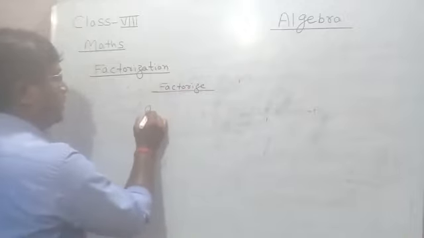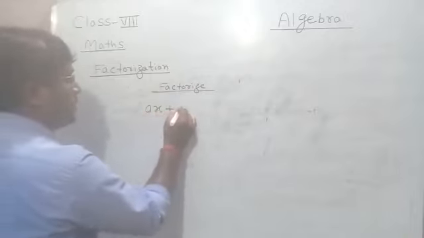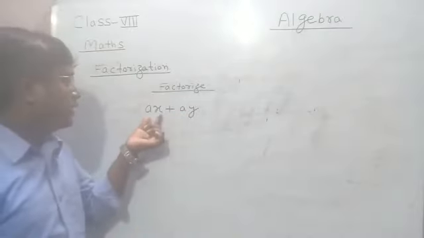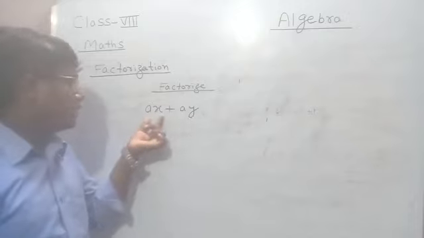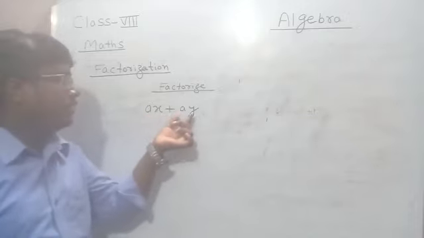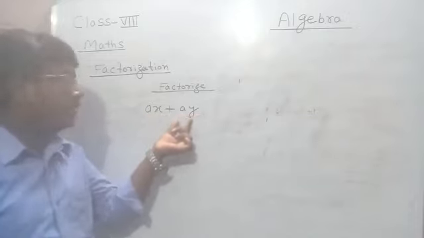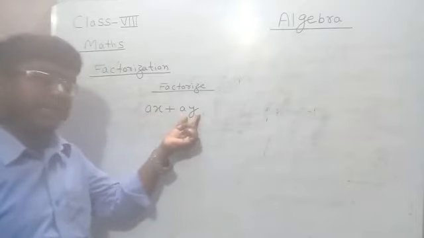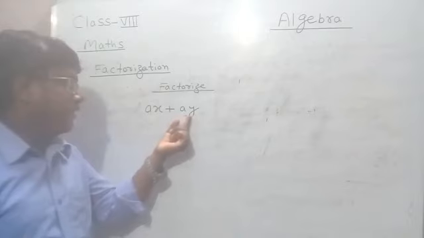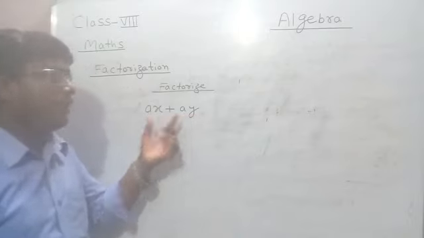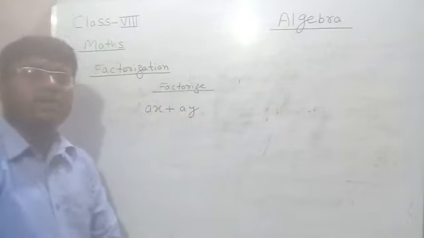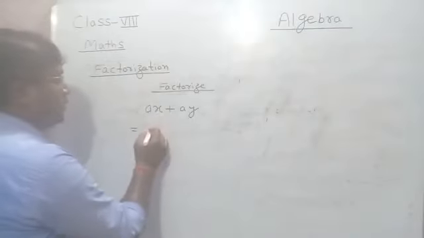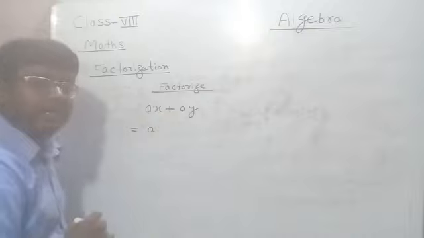suppose the question is ax plus ay. It has two terms: the first term is ax, the second term is ay. In the first term it has two factors, a and x, and in the second term it has two factors, a and y. So what is common in both terms? It is very clear that a is common in both terms. So I will take a as common.